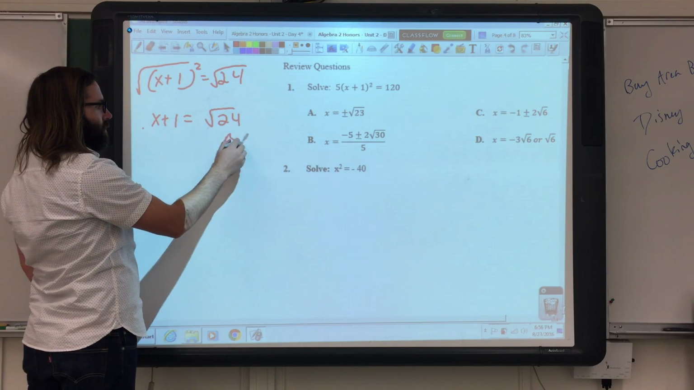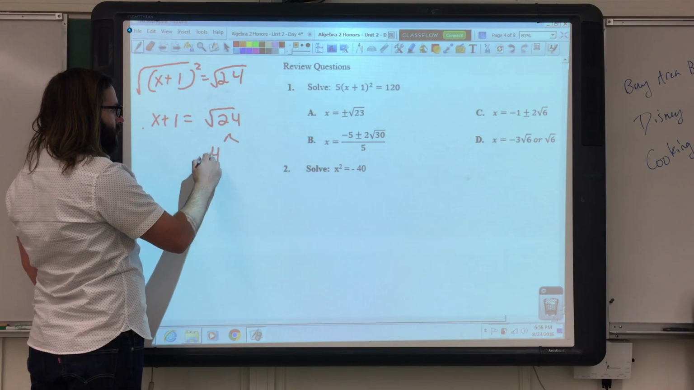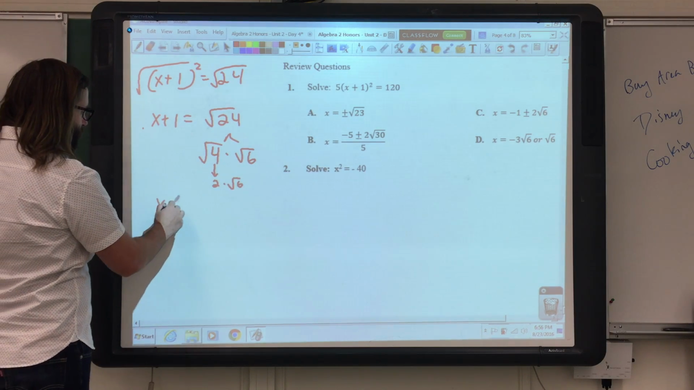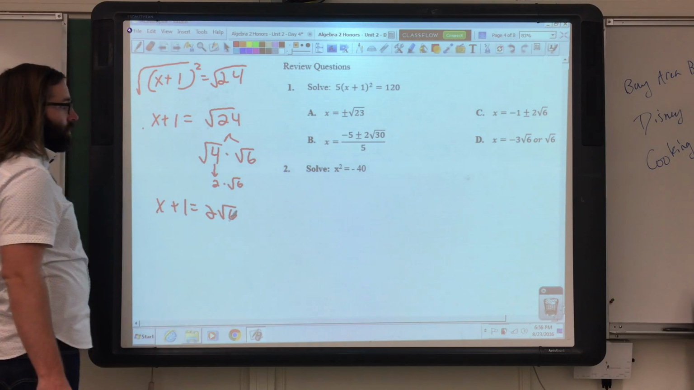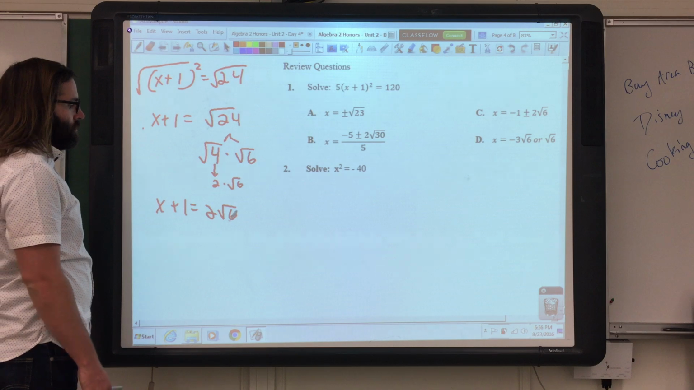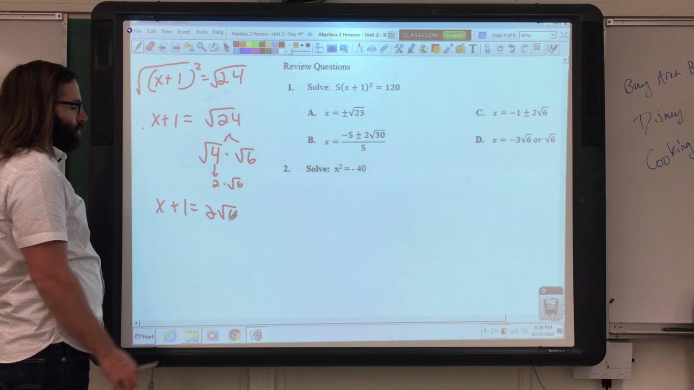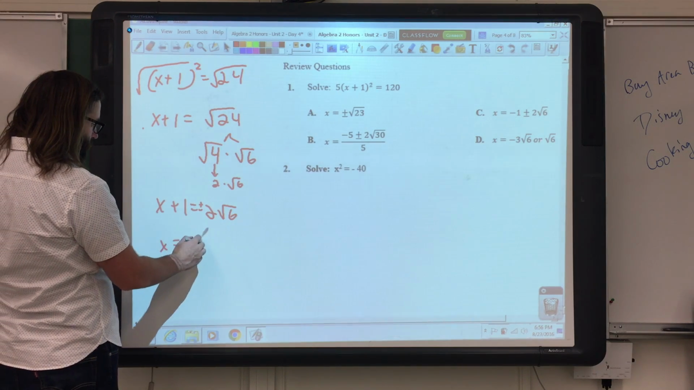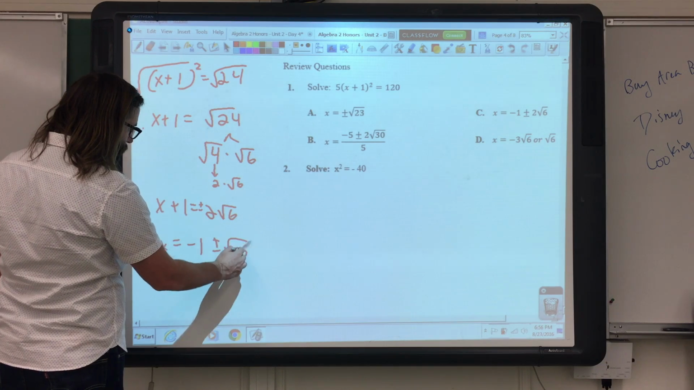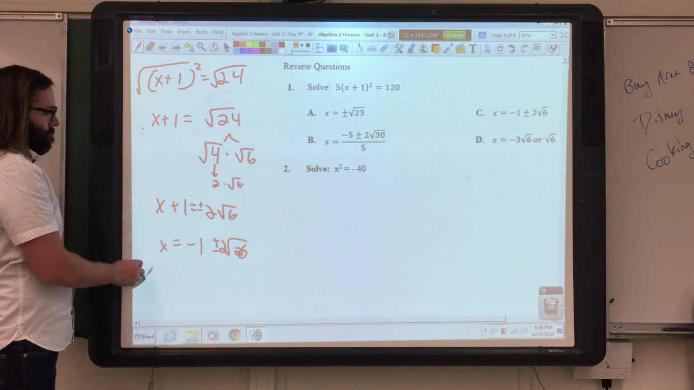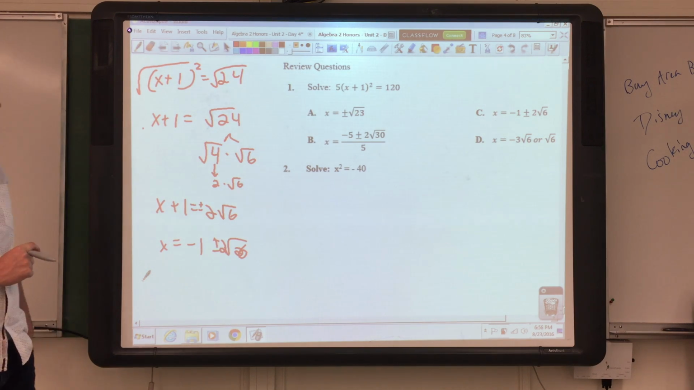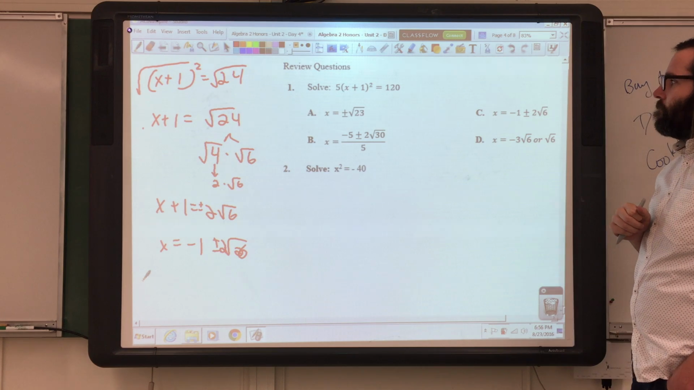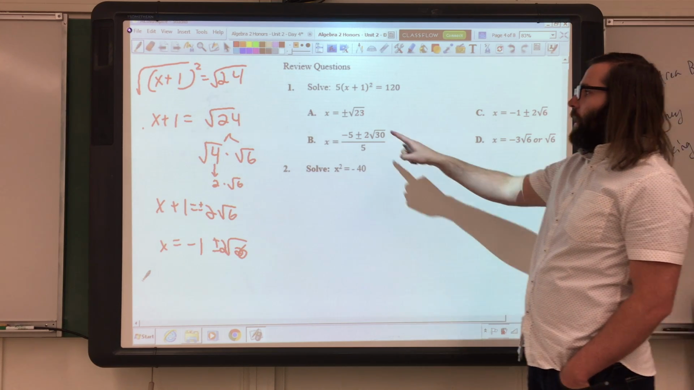We can't simplify this. You can go by 2, 12, all that stuff, or you can just recognize that this is the square root of 4 times the square root of 6. We know this is 2. So x plus 1 is equal to 2 square root 6. Okay, technically, it's plus or minus, but the important thing is the 2 root 6. To get rid of the 1, subtract it, so x will be negative 1, plus or minus 2 root 6. Okay, I'm hoping no one got A, because that's weird.